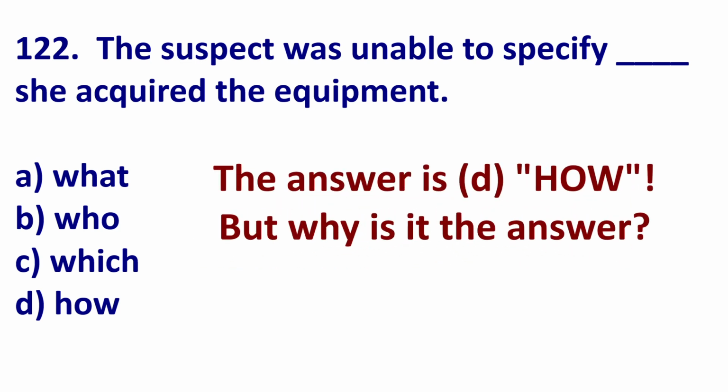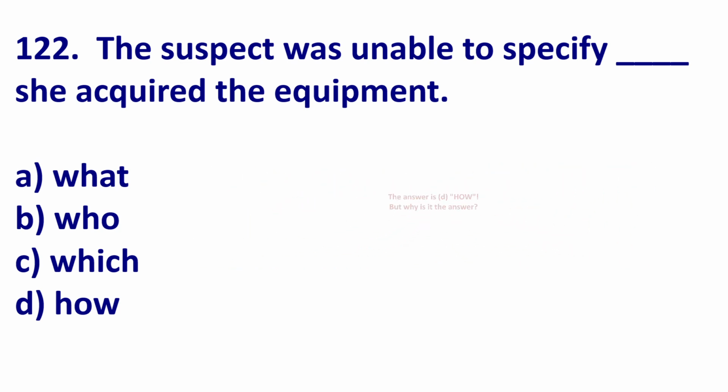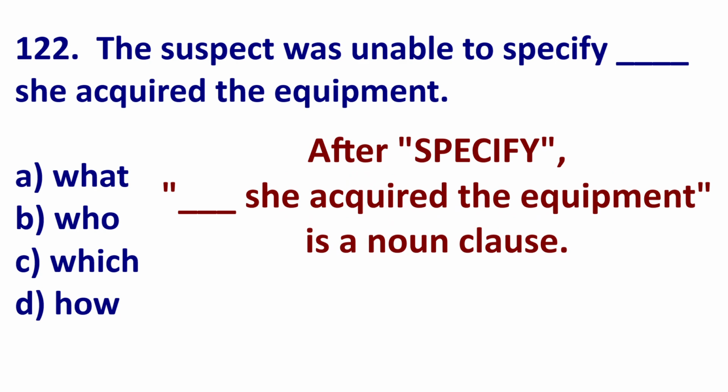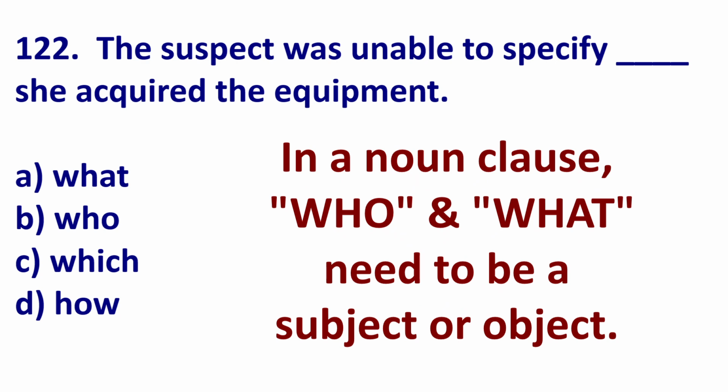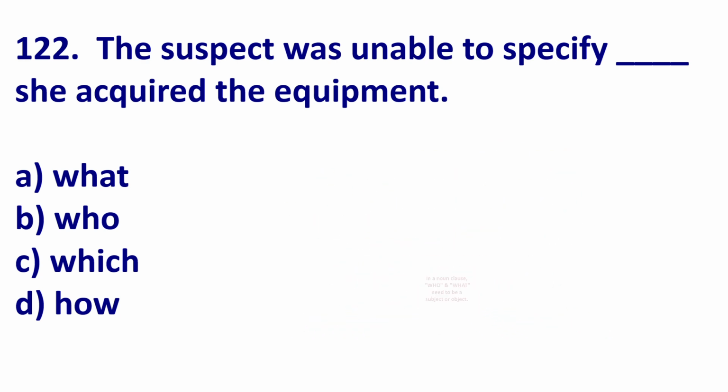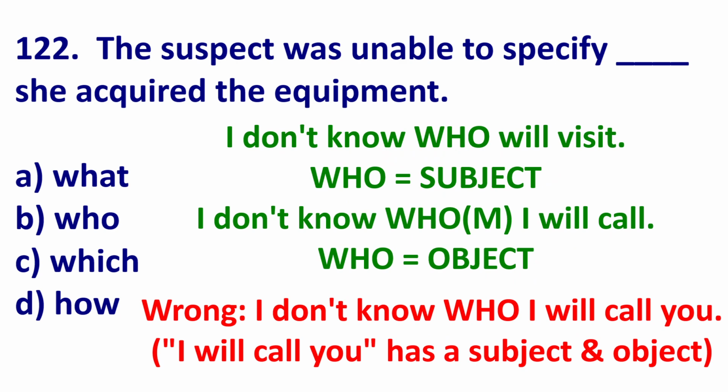The answer here is D. We have a noun clause after specify. So, in a noun clause, what and who need to be a subject or object. For example, I don't know who will visit. Who is a subject here. I don't know who or whom I will call. Here, it is the object because it is saying, I will call who.